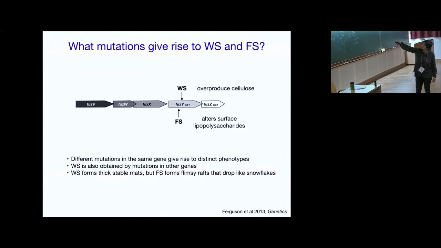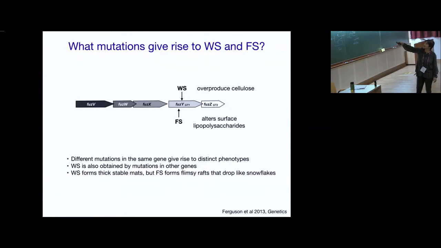So what they find, interestingly, is that the WS and FS mutations that are responsible for these phenotypes are all happening in the same gene, which is part of this operon. That itself is interesting, right? Because they're completely different phenotypes, but they arise from mutations in the same gene. The interesting thing is the mutations are in different parts of the gene.